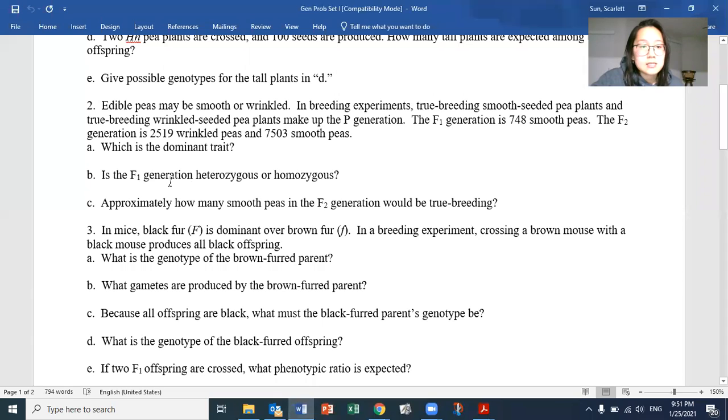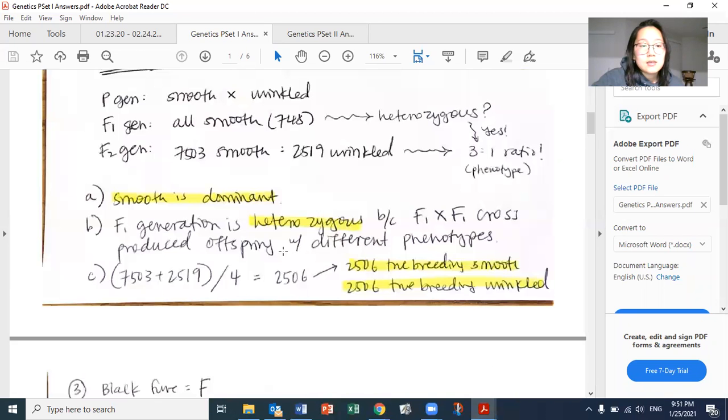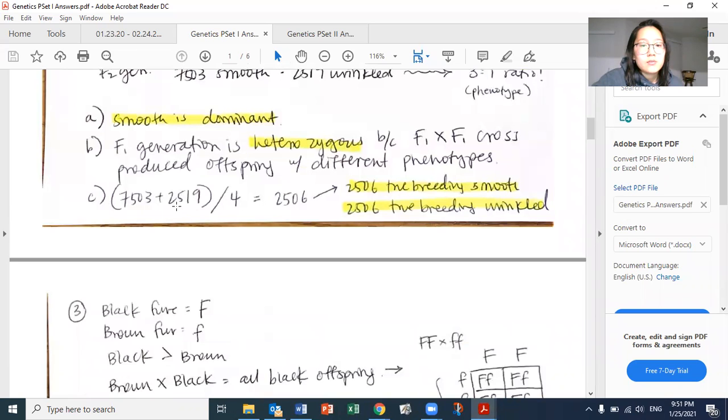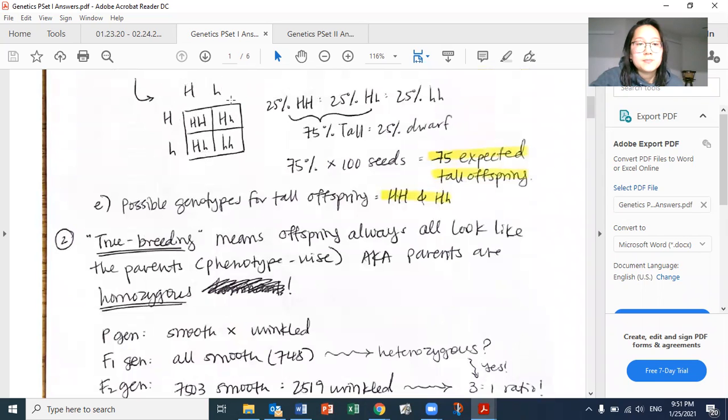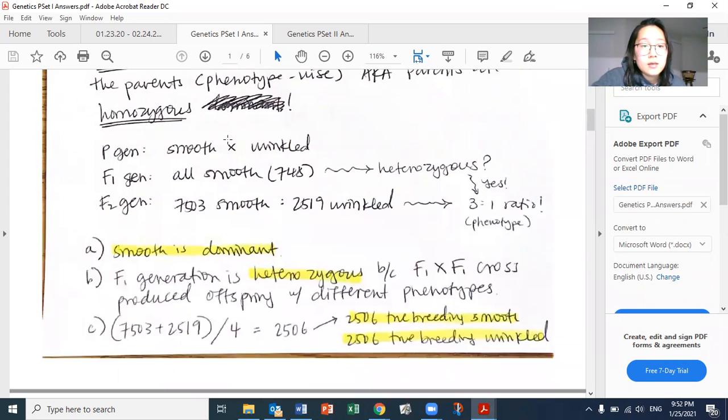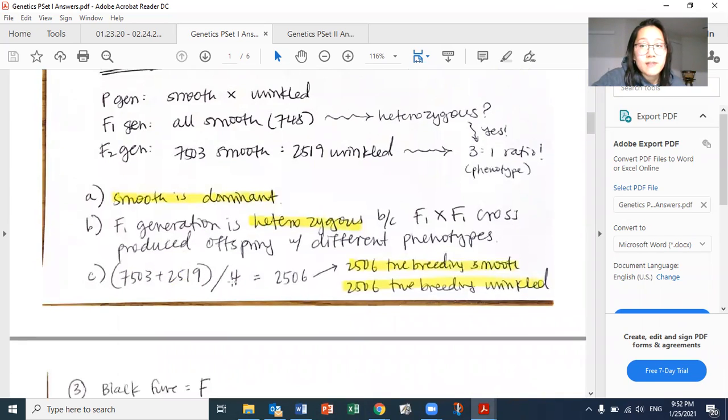So part C is asking, approximately how many smooth peas in the F2 generation would be true breeding? And here you already know what the Punnett square looks like, because if the F1 generation are all heterozygous, the cross is similar to the cross right here. And you know that the capital H homozygous dominant is true breeding. And you also know that the homozygous recessive is true breeding as well. So in order to find the fourth ratios, you would just add them all together and then divide by 4.